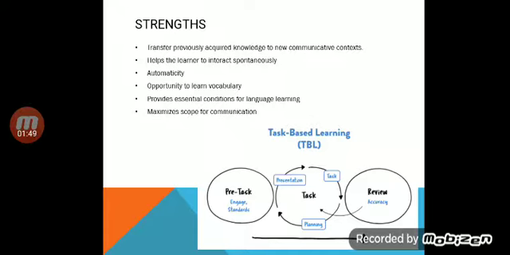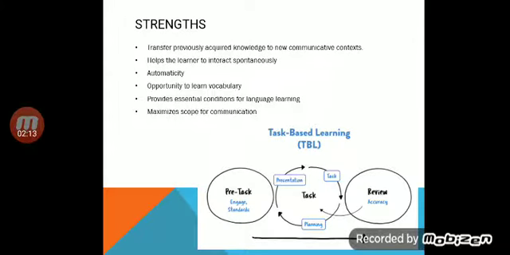Some of the strengths are: transfer previously acquired knowledge to new communicative contexts. According to Noonan, task-based learning allows the learner to transfer this knowledge that they have acquired previously to the new knowledge that they are going to learn.